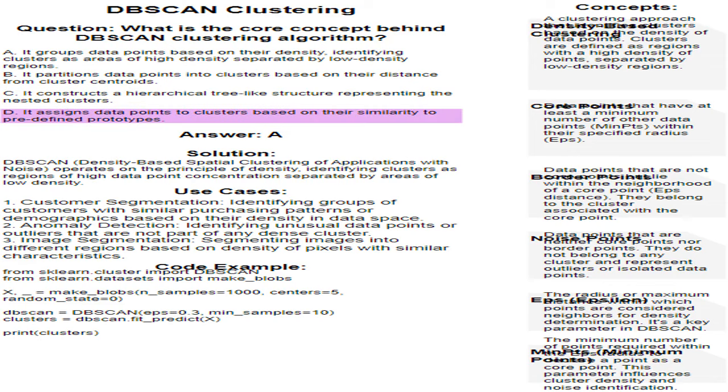False. D. It assigns data points to clusters based on their similarity to predefined prototypes. This statement describes prototype-based clustering, such as k-medoids, which uses predefined representative data points. DBSCAN does not rely on predefined prototypes.